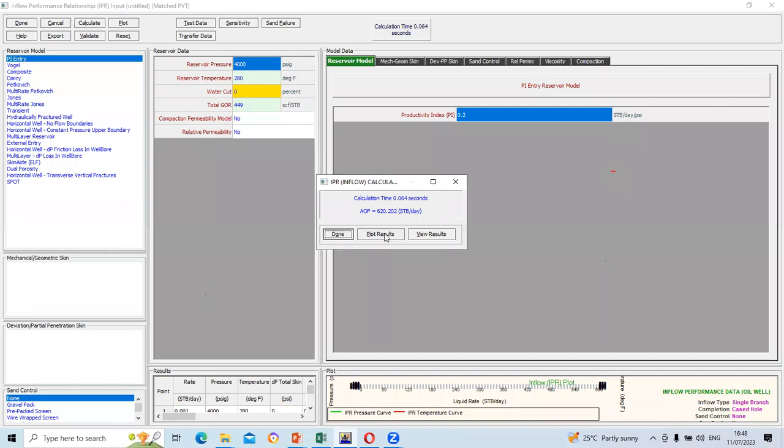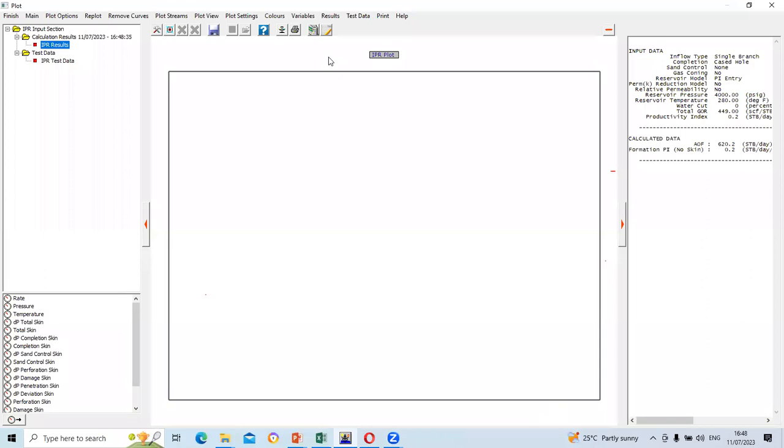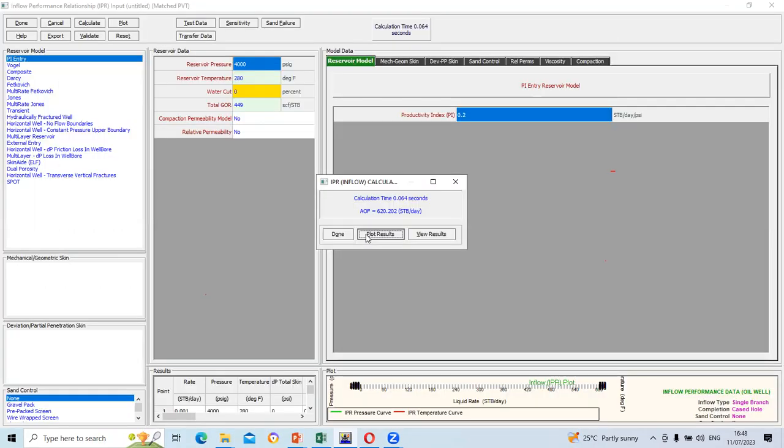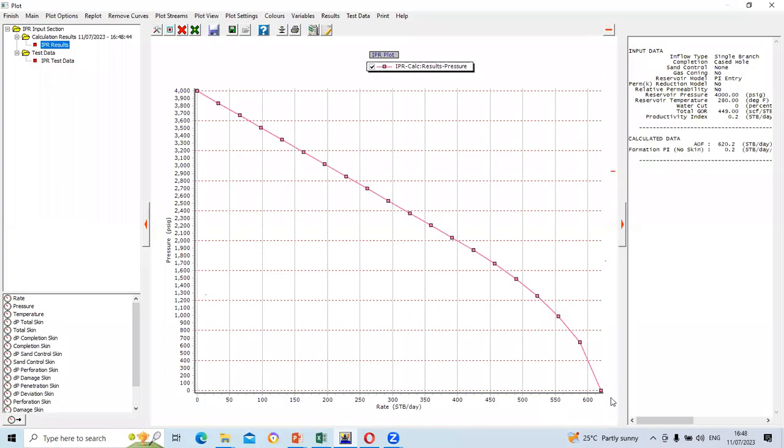So from here, you can see everything. All right, we have already seen the result. This is AOF, which is 220. AOF is absolute open flow. This is the maximum flow rate at zero bottom hole flowing pressure. That means it is our maximum rate. Oh, I didn't choose any plot. Oh, okay, rate.